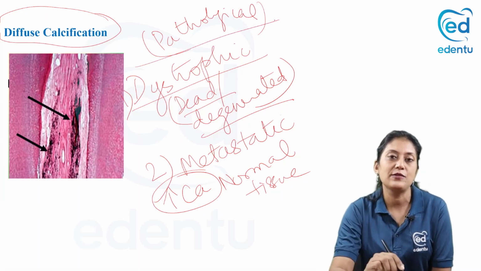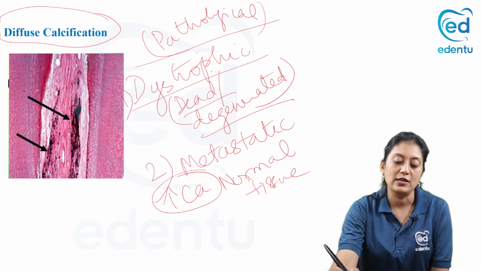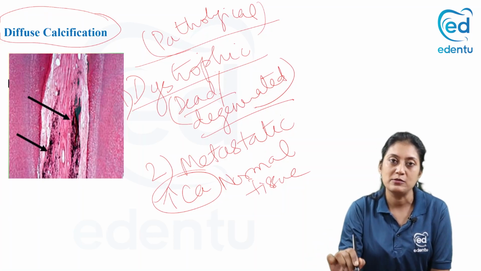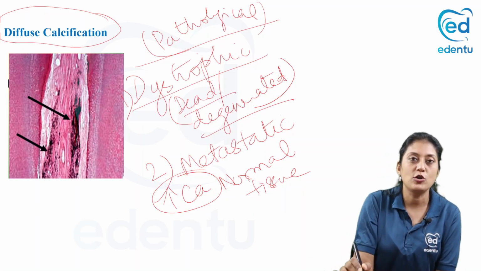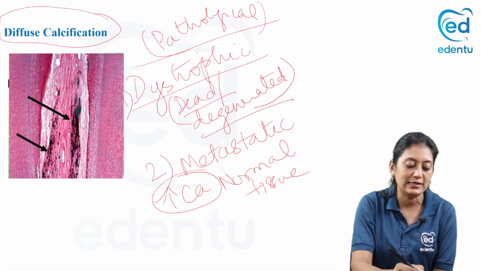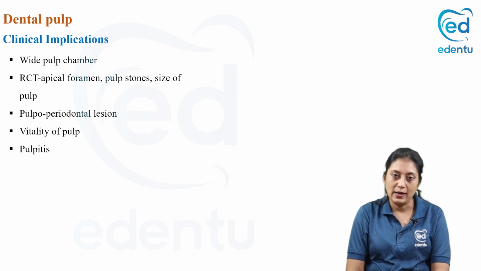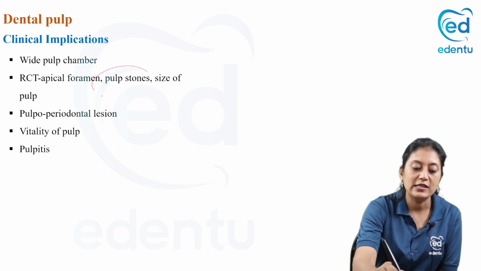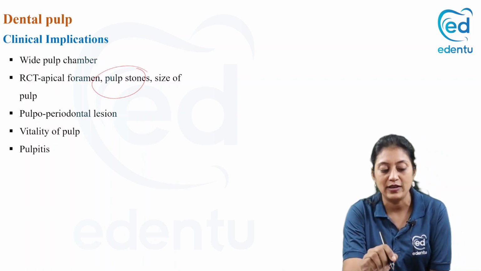So pathological calcification can be of two types, dystrophic and metastatic. Dystrophic calcification occurs in dead or degenerated tissue. Examples are pulp stone and diffuse calcification. Whereas metastatic calcification occurs in normal tissue due to hypercalcemia. That has no connection with pulp stone. Only for comparison's sake, I am telling you. So clinically, when you are doing any treatment involving the pulp, in case of root canal treatment, as I already mentioned, if there are pulp stones, you have to keep that in your mind whenever you are negotiating the canals. That is very, very important.